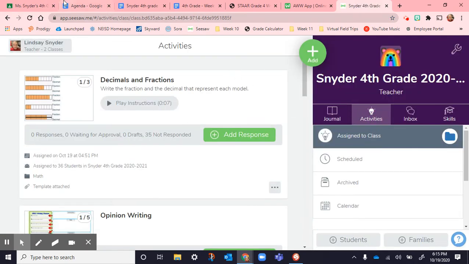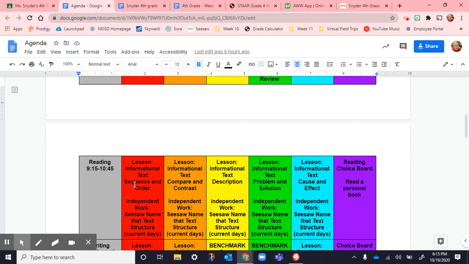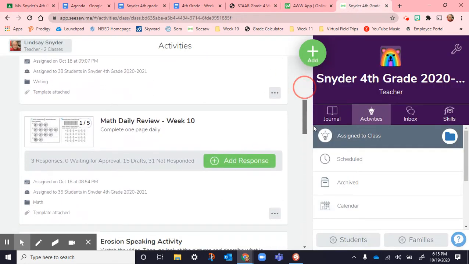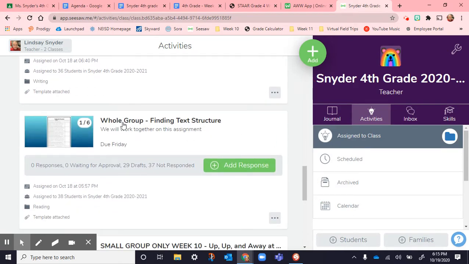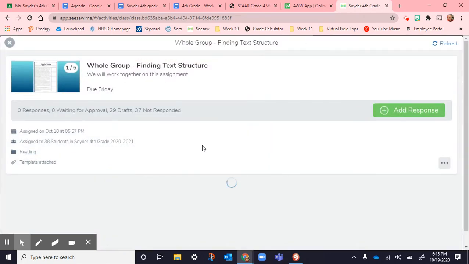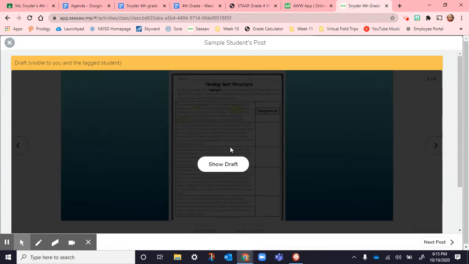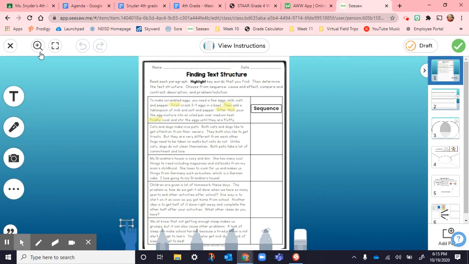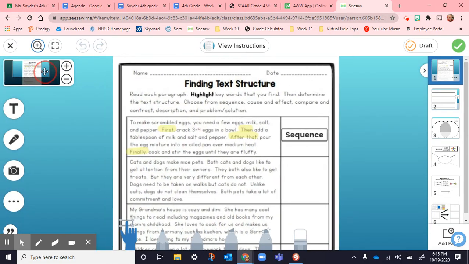All right, so in the activities, it was called, let me see here. All right, informational text is what we were looking at. So that one is, if you scroll down, this one right here, whole group finding text structure. So let me pull up mine that I worked on. All right, so this was the first one that we did. Let me zoom in for you. We looked at this first paragraph. We're only doing one a day.